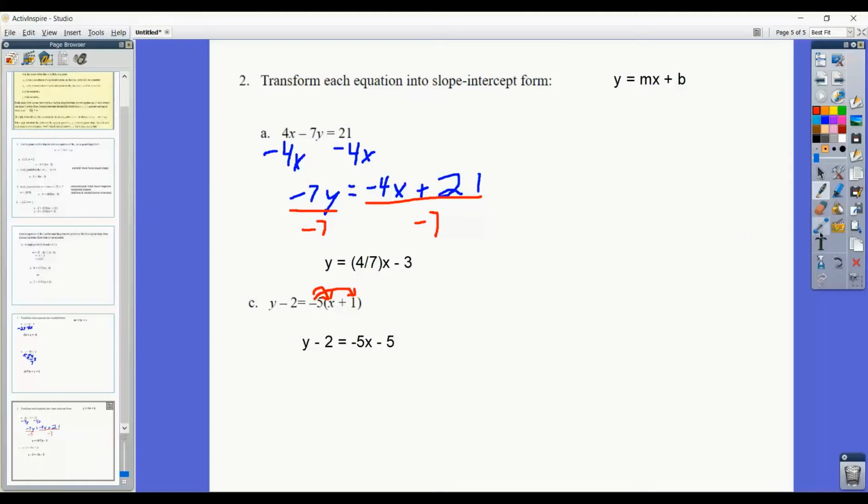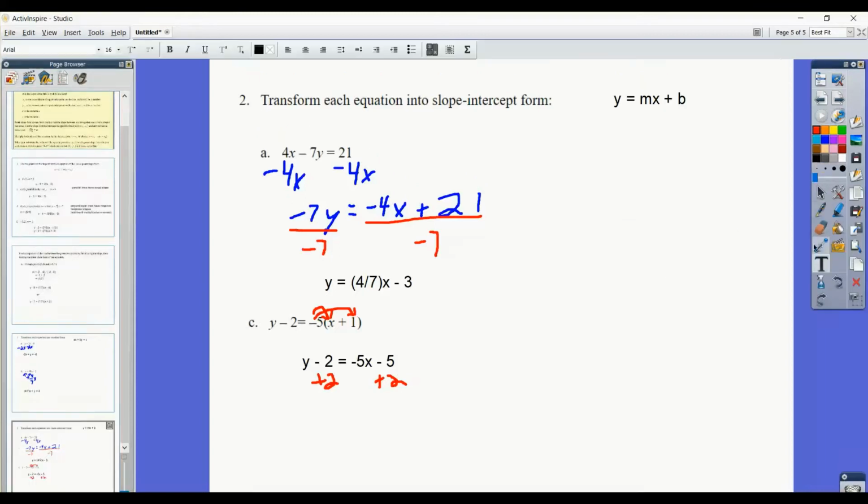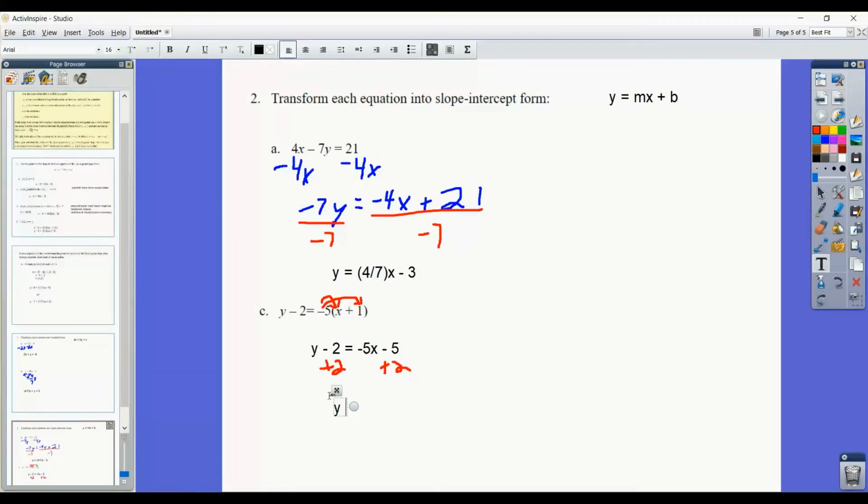And then the last thing that we have to do here is we just got to add 2. So we get rid of that, get that y by itself by just moving that 2 to the other side. And our final answer, our final form here is y equals negative 5x minus 3. And that's all there is to it.